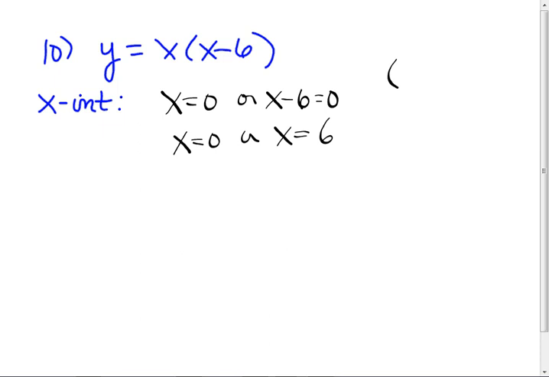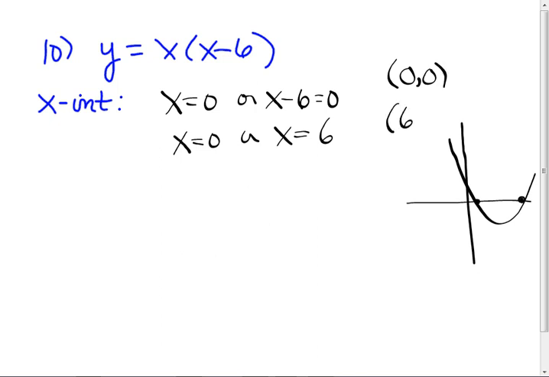What's the ordered pair for x equal to 0? What's the y value? Nope. The y value. x-intercepts. Draw the picture. It's the y-coordinate on the x-axis, which is 0. This is 6, 0. Okay, that's one problem, knowing that.